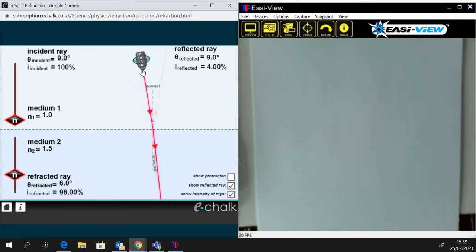So we're looking at transmission, and you want as much transmission as possible in things like glasses and lenses, because you want as much light as possible to go through the lens or the glass so you can see clearly. So if we have the smallest possible angle, you can see that going from a refractive index of 1 to a refractive index of 1.5 gives you 4% of the light reflected.